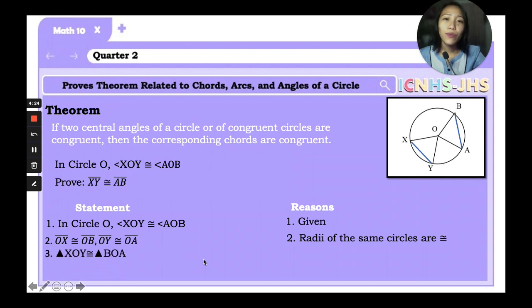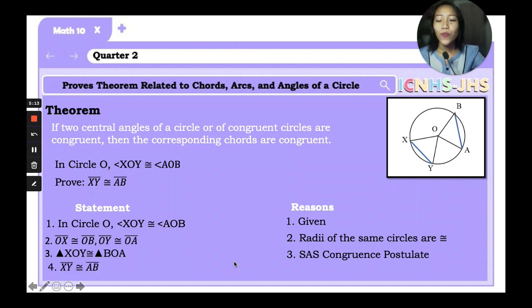Next statement will be that triangle XOY and triangle BOA are congruent. Now, why do you think so? If you try to see, first, we have stated that these two angles are congruent. The next statement, these two segments are congruent also. And we can say that these two triangles containing this angle and these two segments are congruent. That is because of our angle-side congruence postulate. You have learned that from your grade 8 lessons.